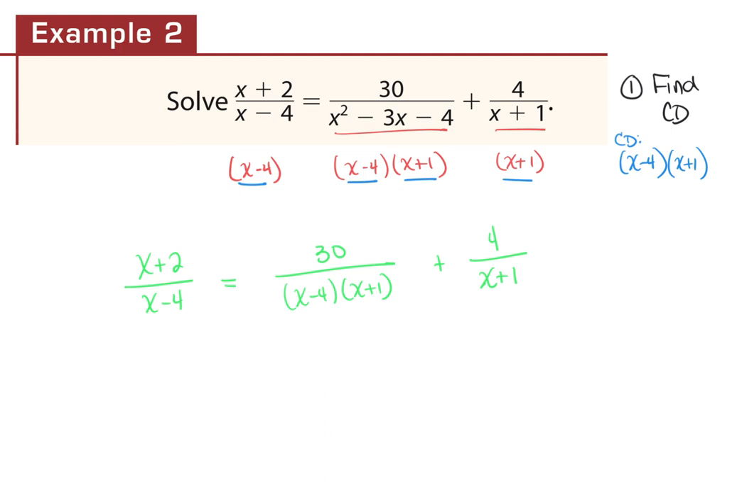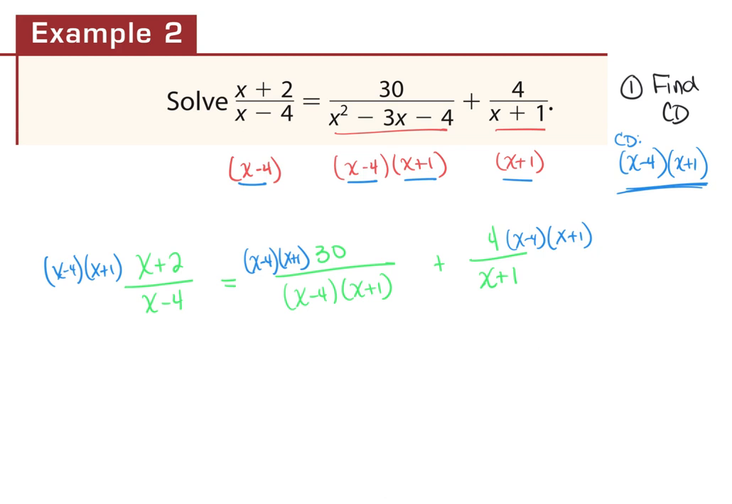All right, so I'm going to write it factored because I'm about to start canceling things. And then I am going to multiply every single one of those terms by this common denominator. So I'm going to multiply the x plus 2 times this common denominator. I'm going to multiply the 30 by this common denominator. And I'm going to multiply the 4 by this common denominator. Everything's getting multiplied by the common denominator, all right?